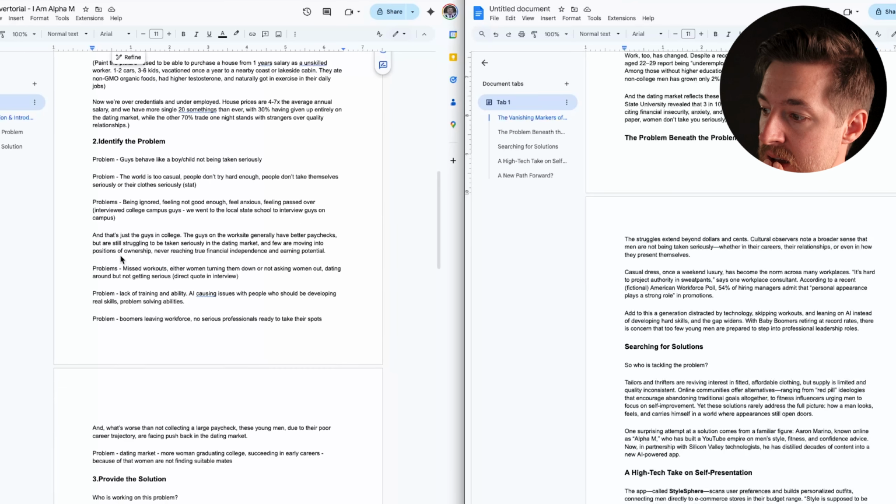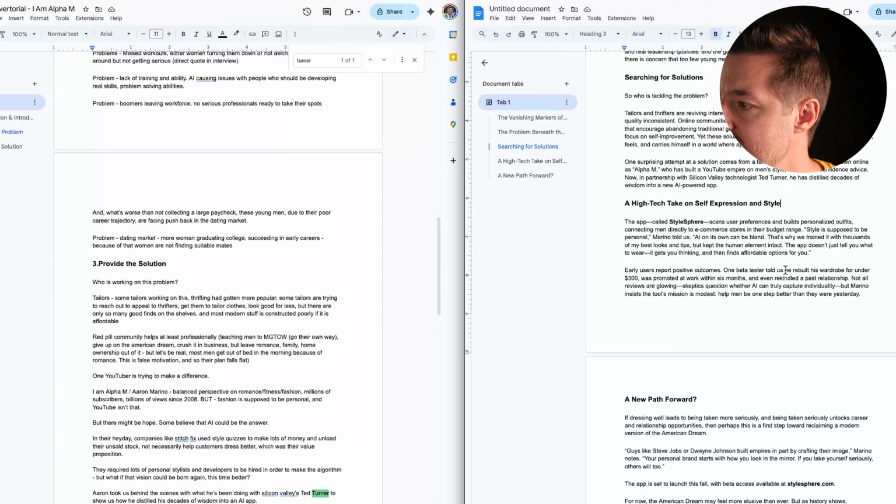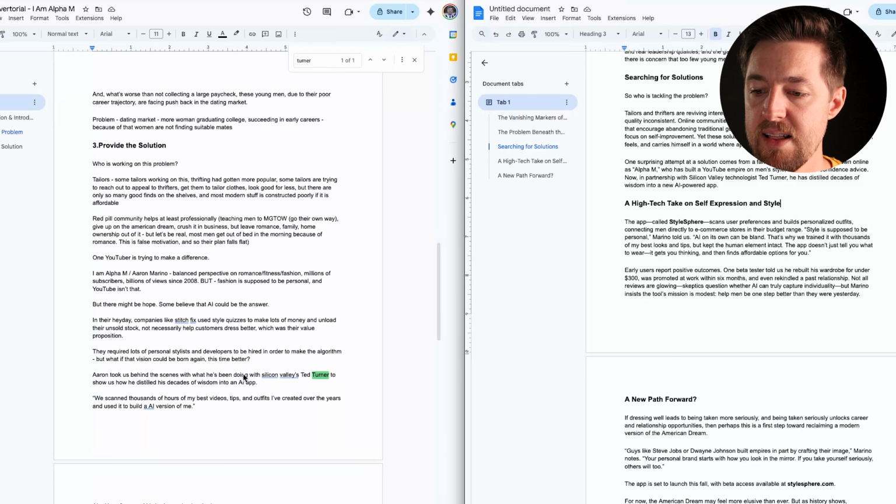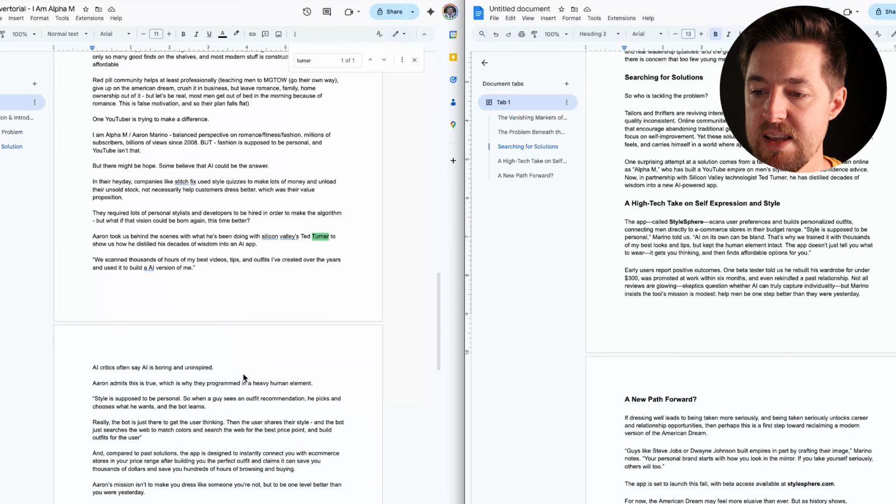Not all reviews are glowing. Skeptics question whether AI can truly capture individuality, but Marino insists the tool's mission is modest. Help men be one step better than they were yesterday. No, that is bad. Individuality, you totally missed that. Okay. I'll believe it when I see it.